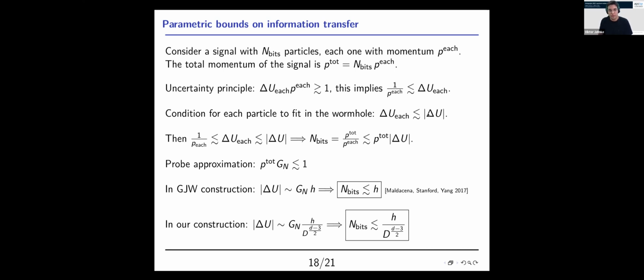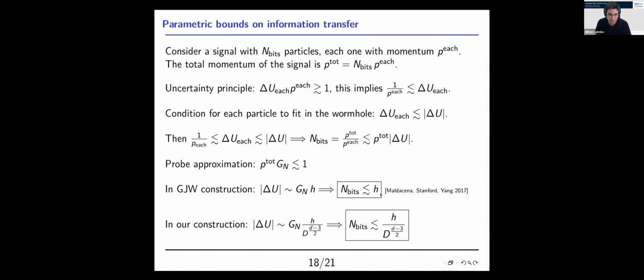So if you require that each particle wave function should roughly fit the wormhole, you can come up with a bound on the amount of information you can transfer through the wormhole. Using the probe approximation and the result for the wormhole opening, Maldacena and collaborators found that the number of bits that you can send through the wormhole is upper bounded by h. H here is the parameter controlling the coupling between the two boundaries. So they derived this bound.